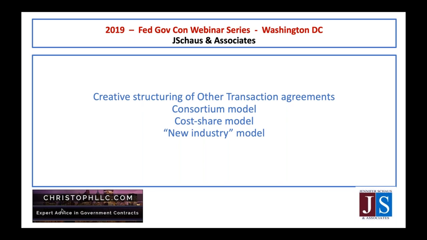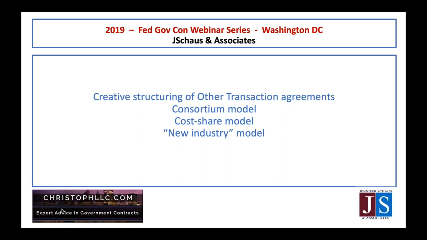And the consortium might be managed by a nonprofit or maybe some private company. But the point is that there will be some entity, part of the other transaction arrangement, that is managing, administering, organizing another larger set of many different contractors who are all participating perhaps in a certain industry like microelectronics. So you'd have kind of the lead system integrator or the administrator of a consortium of many different microelectronics providers. There are many such other transactions and consortium models out there right now that you can participate in if you're in the right industry.